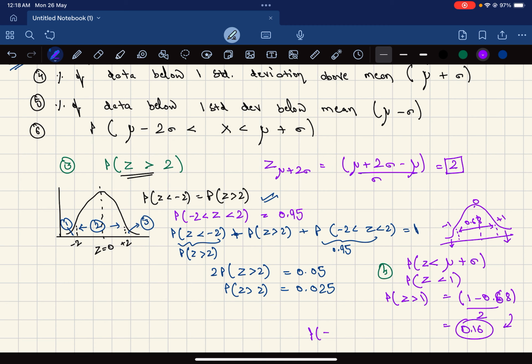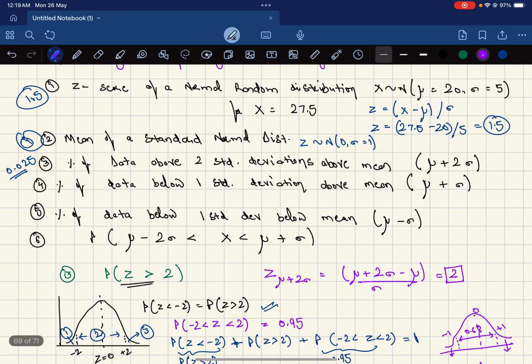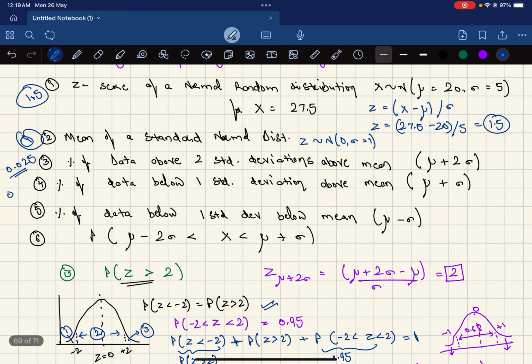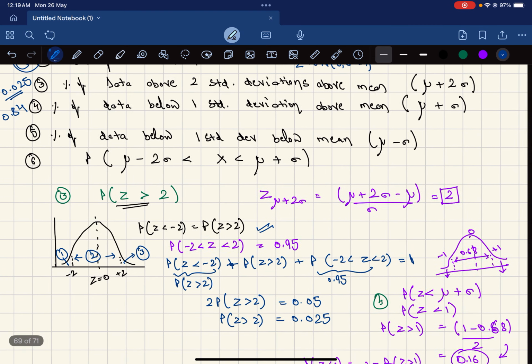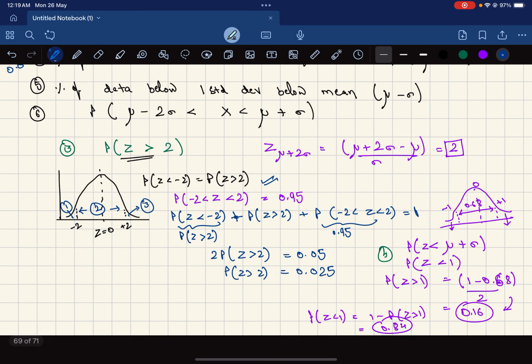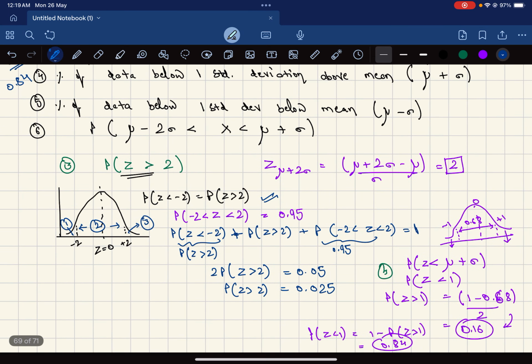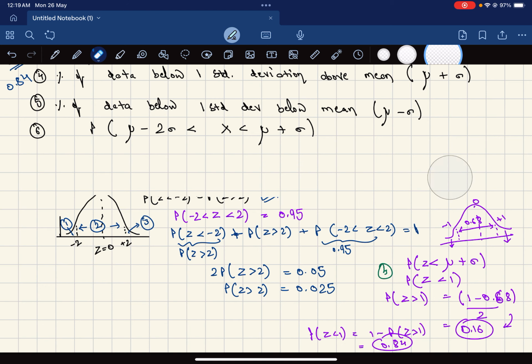Now it is very easy to get our initial probability. P(Z < 1) is nothing but 1 - P(Z > 1), which is equal to 1 - 0.16, which is 0.84. So we can write the final value here as 0.84. So this is how we get the probabilities using empirical rules. Note that we are not really using the tables here. We are simply using the empirical rule to get our required probabilities.